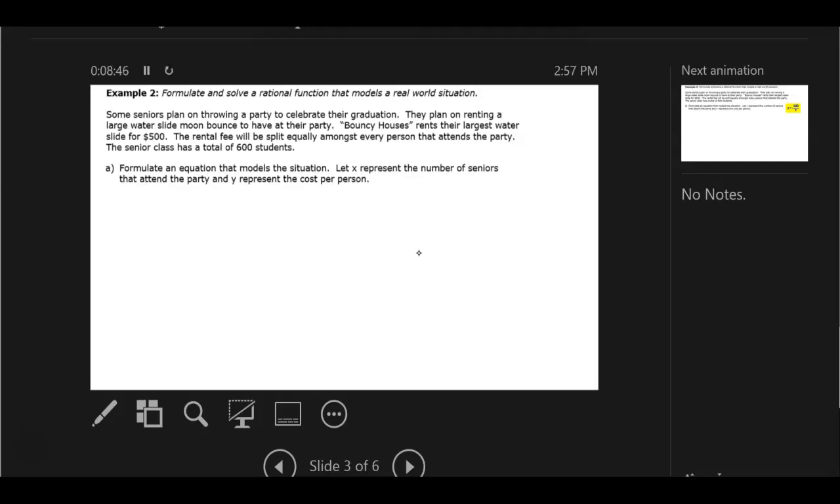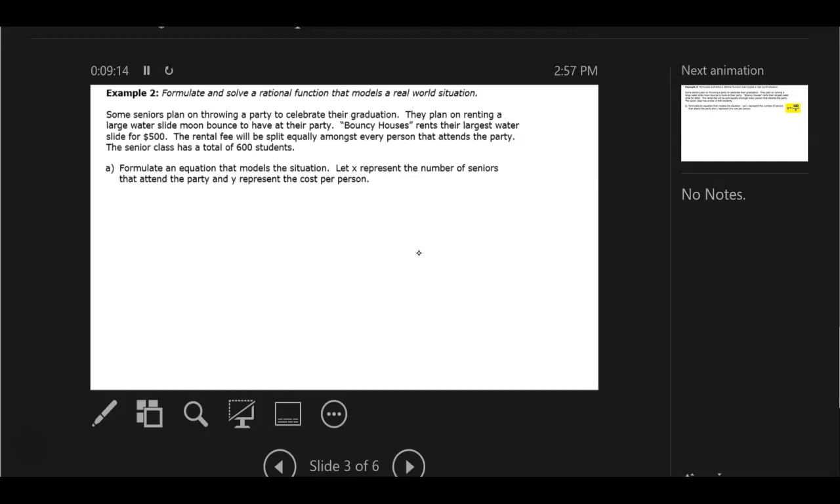So when we read A, it tells us, make an equation. X is the number of seniors. We don't know how many, but X is going to be the seniors that attend the party. Y represents the cost per person. We don't know that yet either. These two things are unknown. But what we do know is K. How much money does this slide cost? $500. So what you know for sure is the K value.